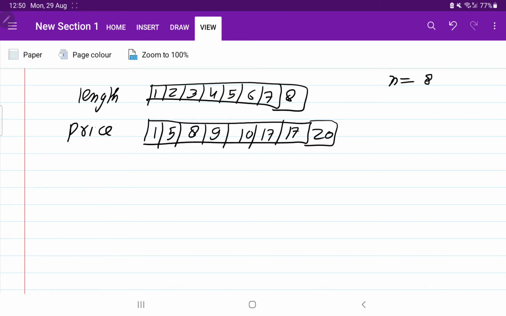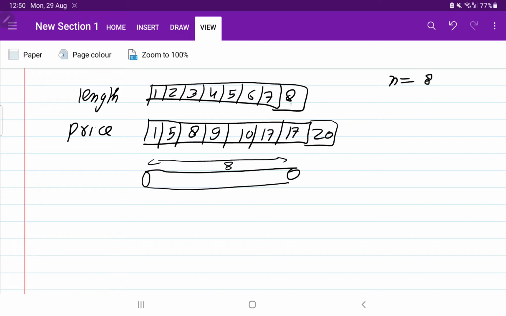Now let us see how we can approach this problem. Suppose this is the length array, of size 8. First of all, we are going to take the decision on this element 8. So here we have 2 choices, either we can break it or we can leave it. It means we can break this length into 8 or we are not going to break it.